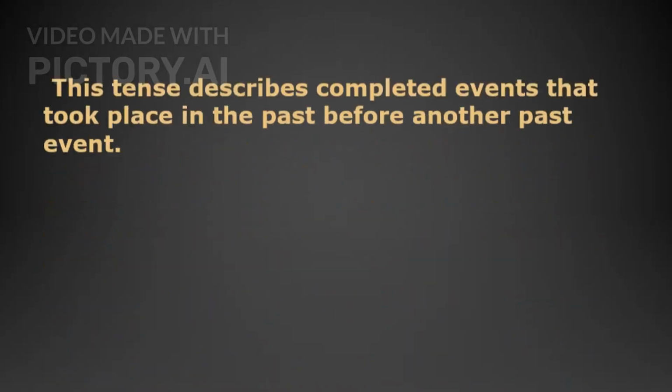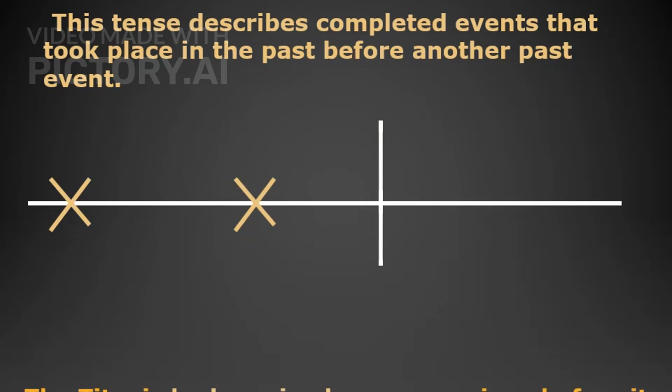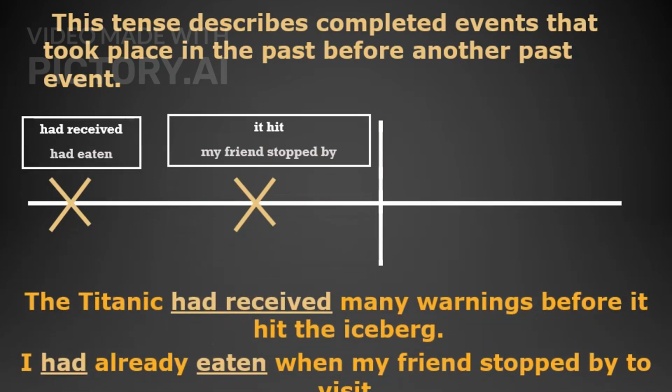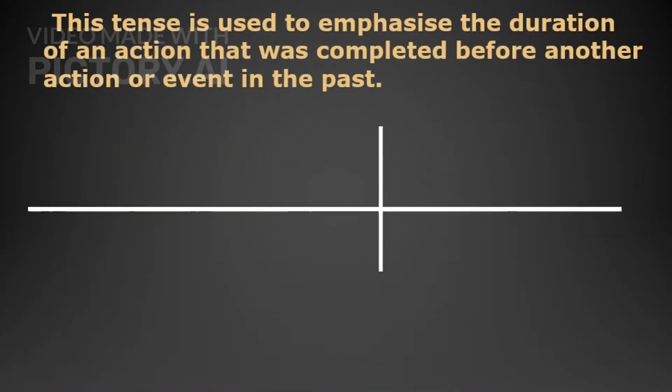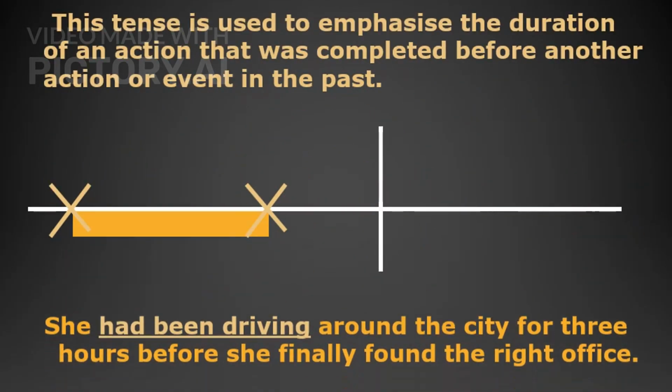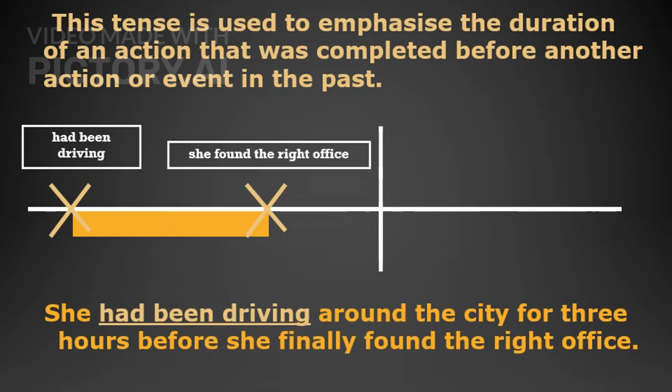The past perfect tense describes events completed before another past event, like, the Titanic had received many warnings before it hit the iceberg. This tense emphasizes the duration of an action completed before another past event, such as, she had been driving around the city for 3 hours before she found the right office.